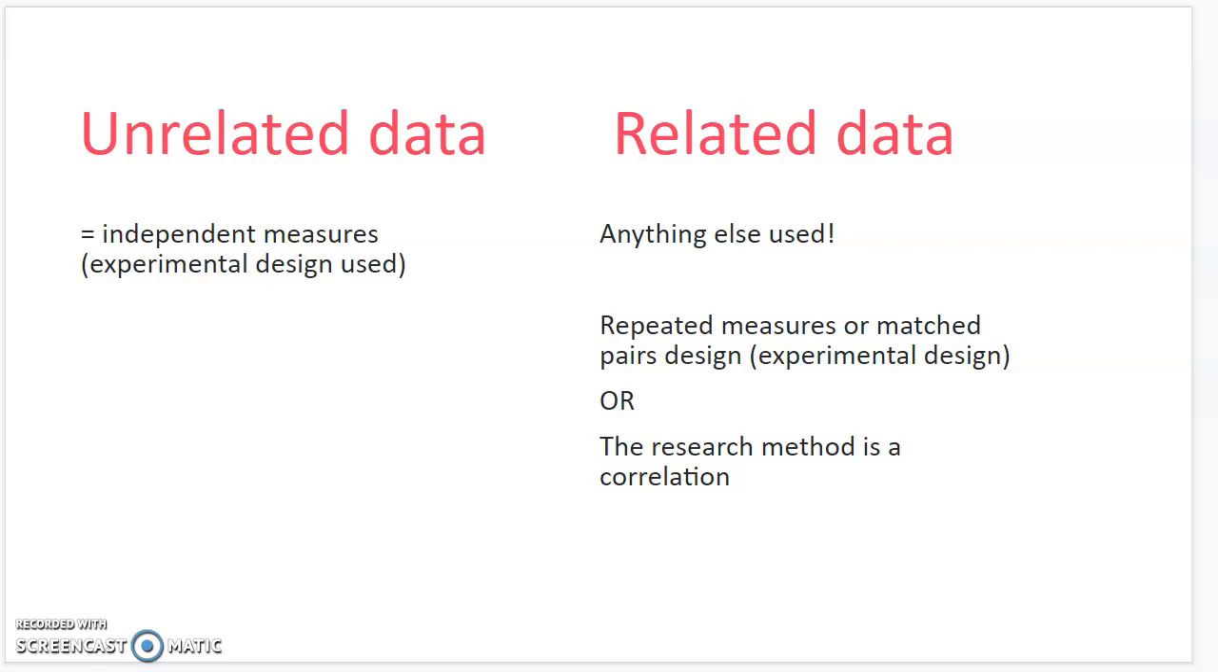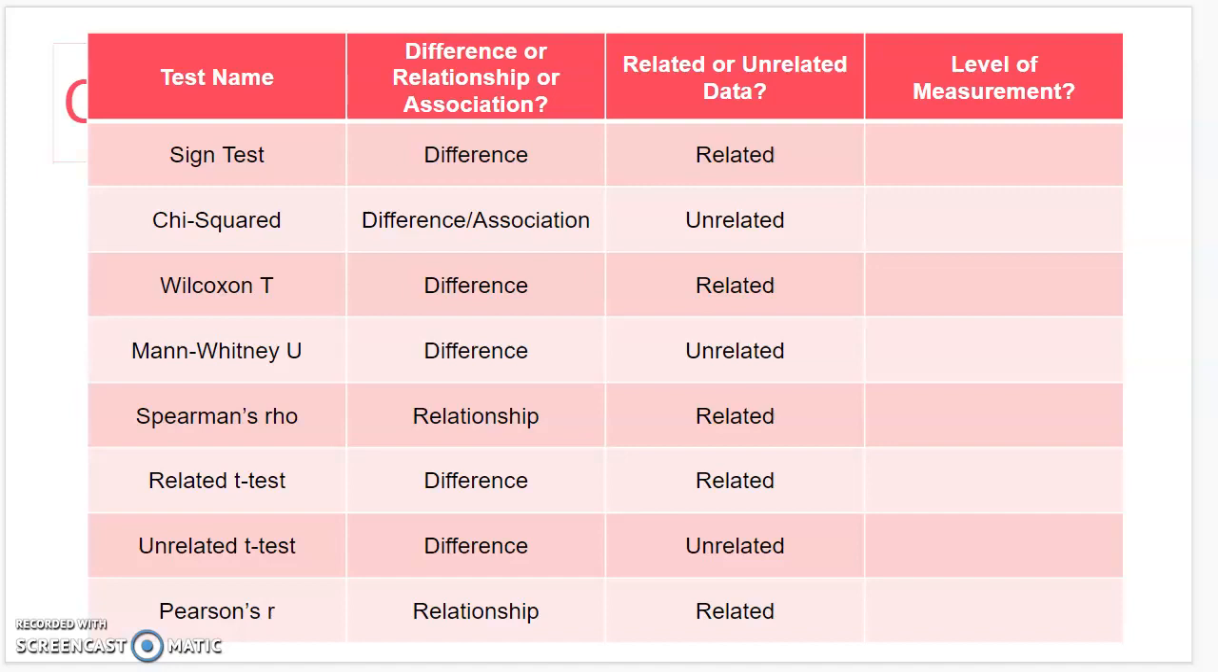Or also it means that the research method used was a correlation. So in a correlation, you're collecting, say, 2 pieces of data from each participant. So in the height and weight example, from each participant you collect both height and weight. So if it's a correlation, it's always considered related, or you might see it referred to as paired data. Here you can see the third column filled in terms of which tests are for related and which tests are for unrelated data. The third decision you need to make is level of measurement.